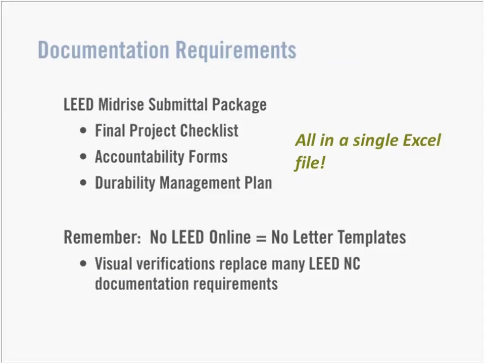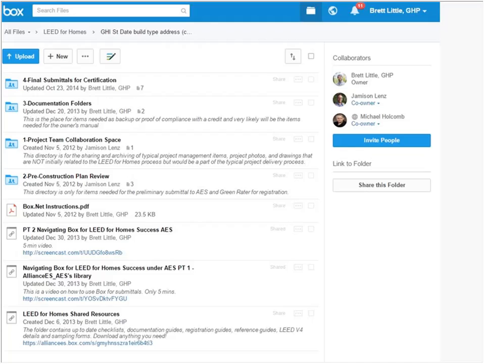That will have sign-offs on it versus doing lots and lots of documentation. The reason for that is because all of the visual verification is being done by a green rater on site, and that person is a third-party entity outside of your team. So they're able to review all of that stuff and really eliminate a lot of your overhead documentation in the homes section.